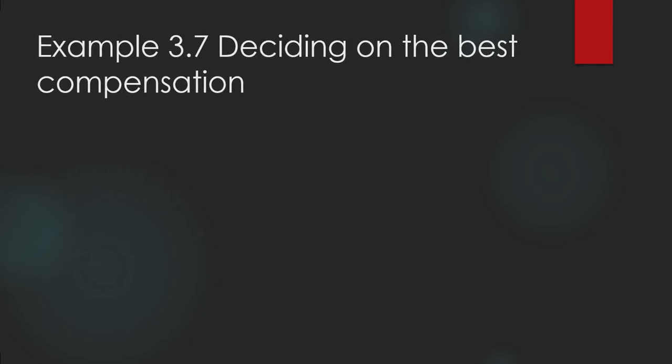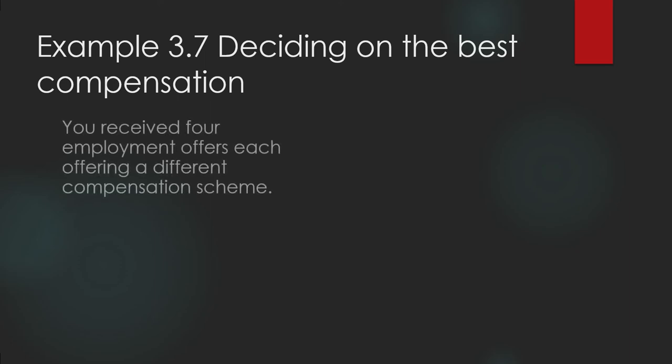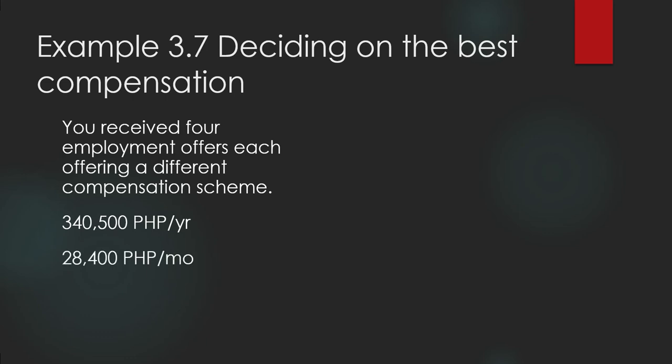Example 3.7, deciding on the best compensation. You received 4 employment offers, each offering a different compensation scheme. One company offered you this: if you will work for us, this is what you will earn, 340,500 pesos in a year. The second company gives you this: if you work with us, you will earn 28,400 pesos per month.